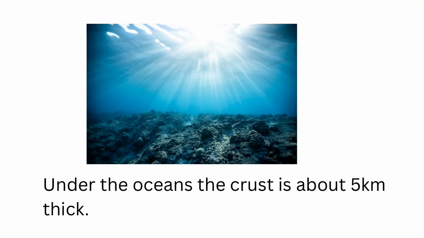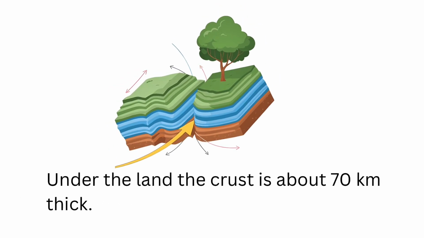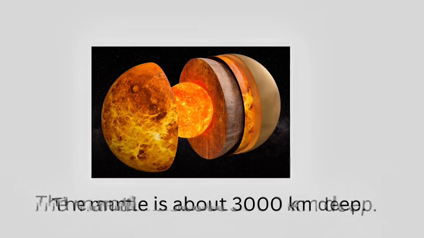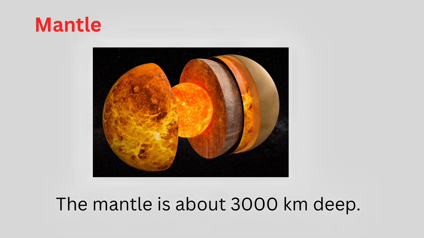Under the oceans, the crust is about 5 kilometers thick. Under the land, the crust is about 70 kilometers thick. The temperature of the crust increases from 20 degrees Celsius at the surface to 400 degrees Celsius at its deepest part. Mantle. The mantle is about 3,000 kilometers deep.